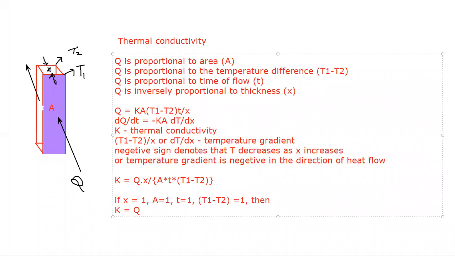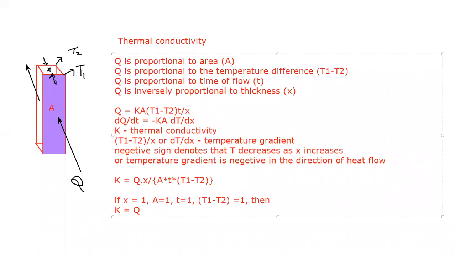perpendicular to the surface. Now from experiment it is observed that this amount of heat Q is proportional to the area A. Q is also proportional to the temperature difference T1 minus T2. It is proportional to the time of flow and inversely proportional to the thickness X, which means that if we increase the temperature difference between the two slabs, then the amount of heat flow will increase. If you increase the surface area, the amount of heat will increase, and if you increase the time of flow of heat, then also the amount of heat will increase.